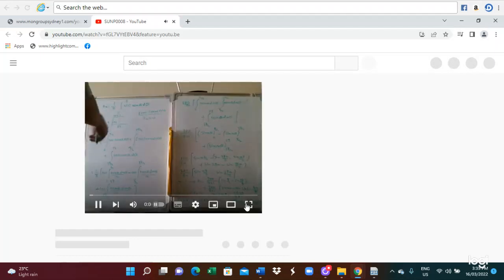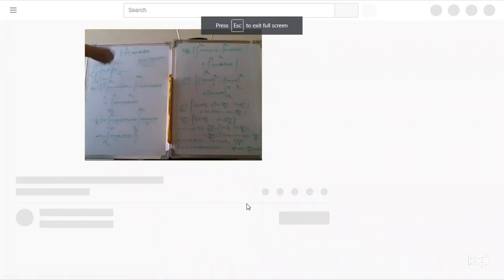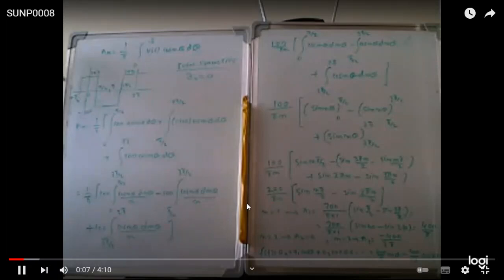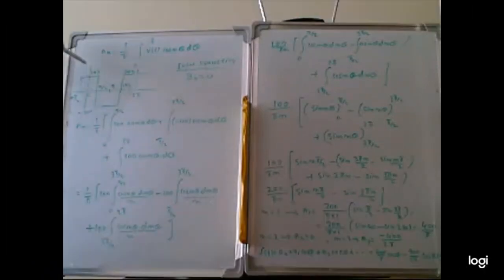So we want to find the Fourier series for this waveform, the square waveform. From minus pi by 2 to plus pi by 2, the value is 100. Pi by 2 to 3 pi by 2 is minus 100. And 3 pi by 2 to 2 pi, it will be 100. So this is an even symmetry, because the right part and left part you can fold together.